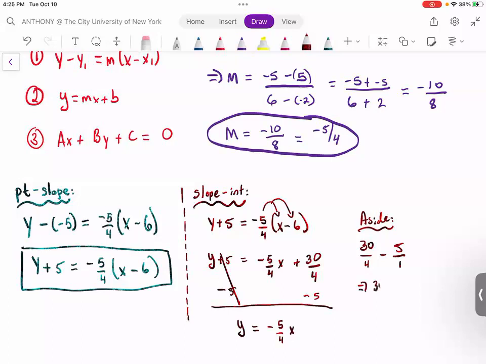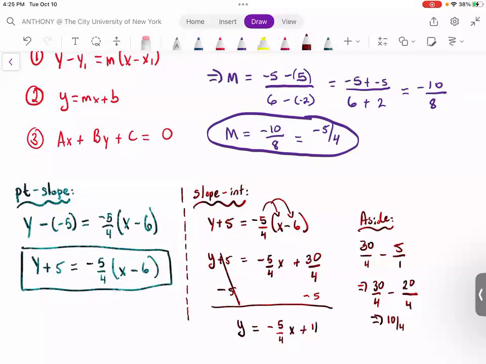So the first fraction, no changes. In the second fraction, I'm changing 5/1, where the denominator becomes 4. So the only way for me to get that is if I take 1 times 4 to get 4. But because I'm dealing with a fraction, whatever I do on the bottom, I got to do on the top. So I also have 5 times 4. So what's 5 times 4? 20. So you get 30/4 minus 20/4, which is 10/4.